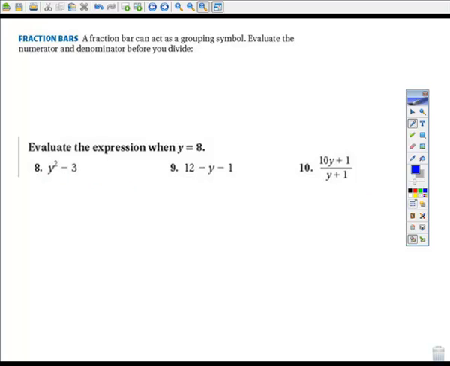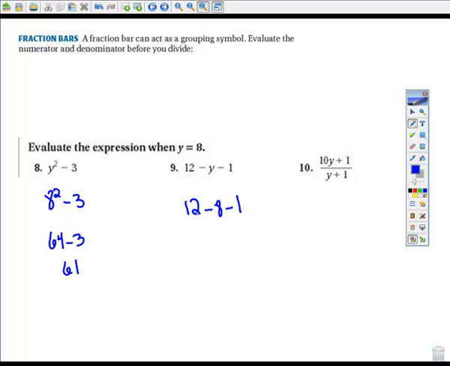And when you're writing these down, this is what I expect to see. I do want you to show me 8 squared minus 3. I don't just want you to square it in your head and write down 64 minus 3. I want to see the 8 put in there. So we do have 64. Subtract 3 is 61. So here I'll expect to see 12 subtract 8 subtract 1.